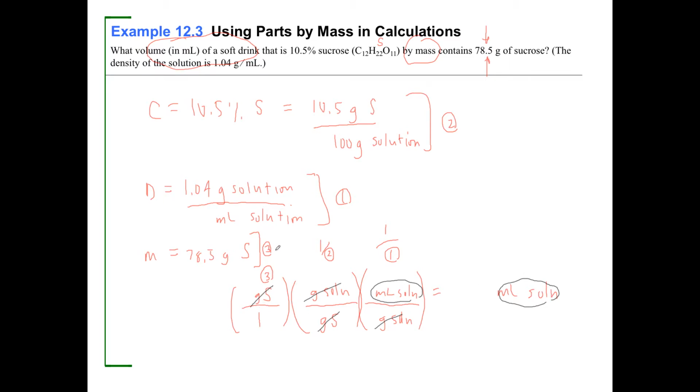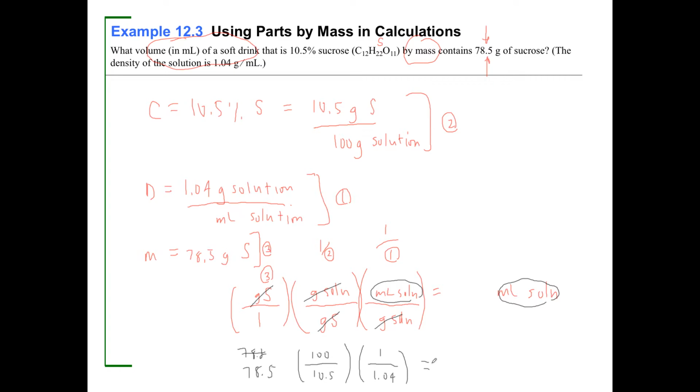Where did I get grams of sucrose? Well, that's from factor 3. So this looks to be, mind if I write it down here below? 78.5 grams of sucrose. And this is grams of sucrose per gram of solution, so it looks like it's 10.5 per 100, right? Can you see why? You see how the grams of sucrose is on the bottom? It's on the top here, so I have to invert that. And then grams of solution per mL of solution is here, 1.04.